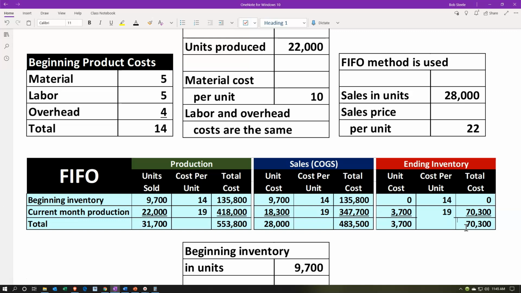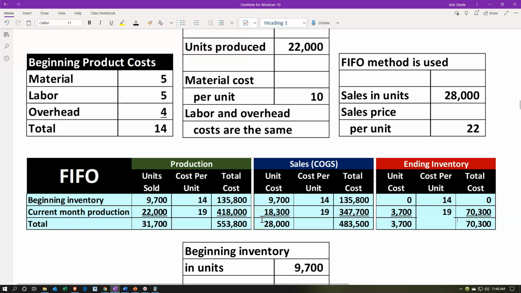Now, once again, you can kind of shorten this down if it's a book problem you're looking at to do basically this first component. And then if they ask you for the cost of goods sold, you're looking for the ones that were sold, right? So you're going to be saying, all right, I'm going to figure out that's the 9,700 at the 14, and then the 18,300 that would be at the 19 to get to the 28,000.